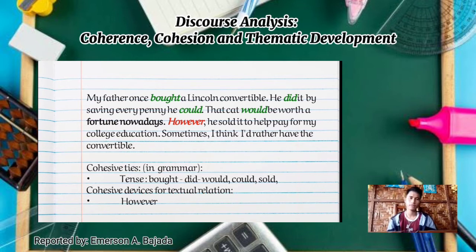And then the cohesive ties in grammar. As you can see, there are some words again that were highlighted green, and also some words highlighted red. The cohesive ties in grammar, such as the words did, would, could, and sold, are in the past tense. And also cohesive devices for textual relation, however.